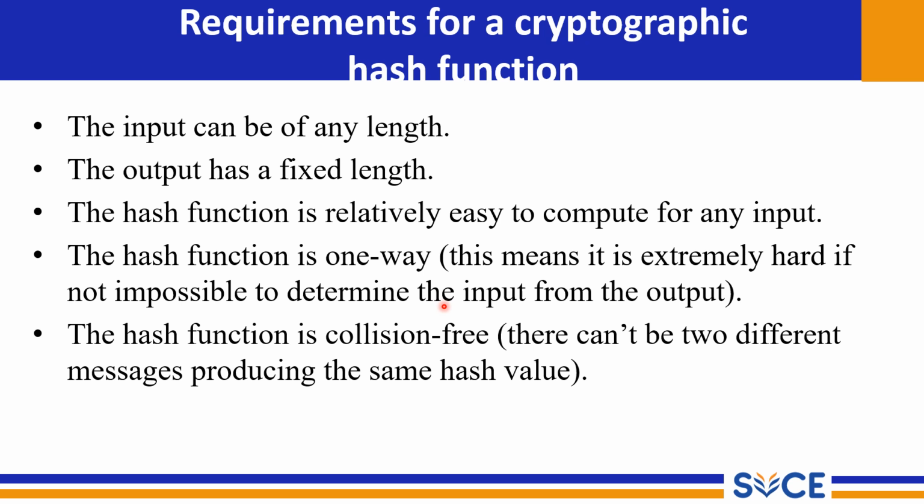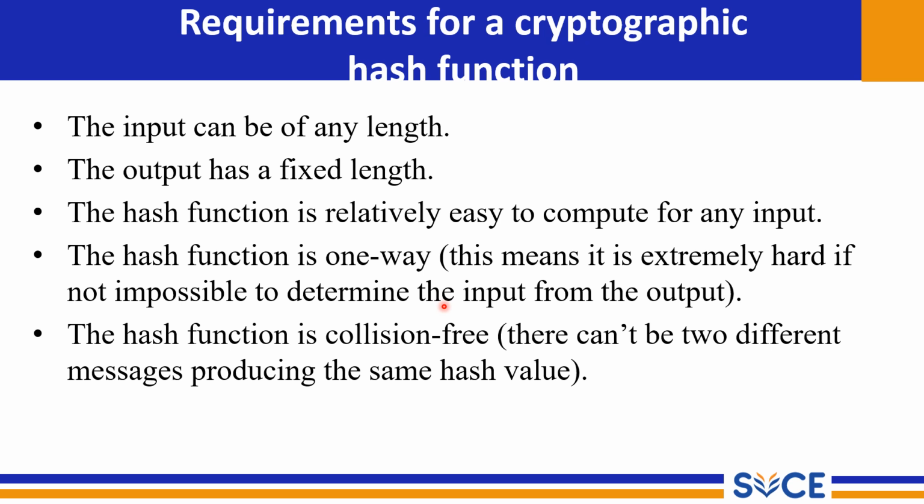The hash function is collision free, and there can't be two different messages producing the same hash value. And if you take the key properties of a hash function, they are deterministic, fixed output size, efficiency, uniformity, pre-image resistance, collision resistance, and avalanche effect. So what is meant by deterministic? A hash function must consistently produce the same output for the same input.